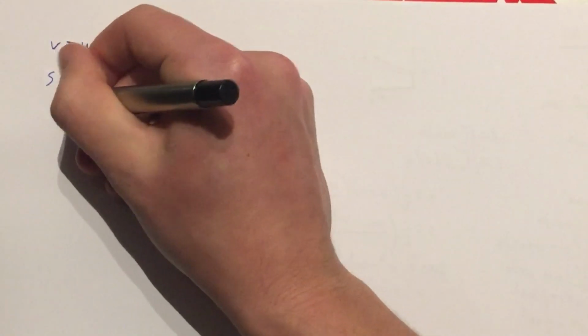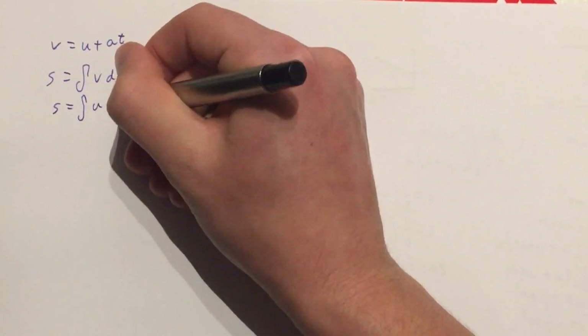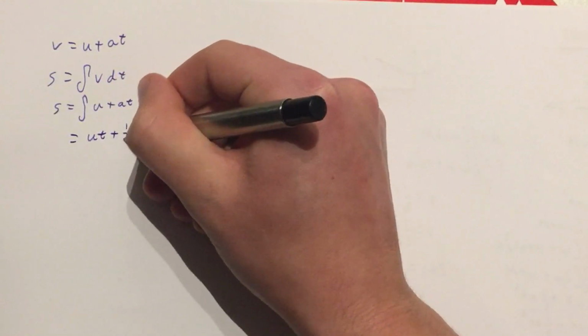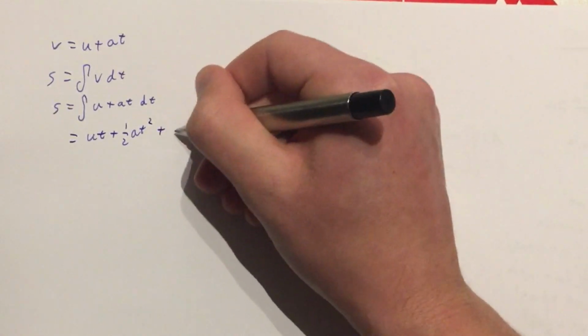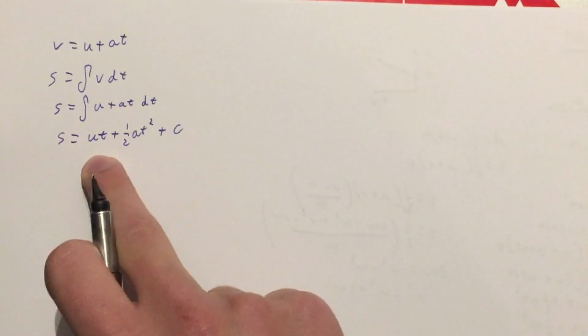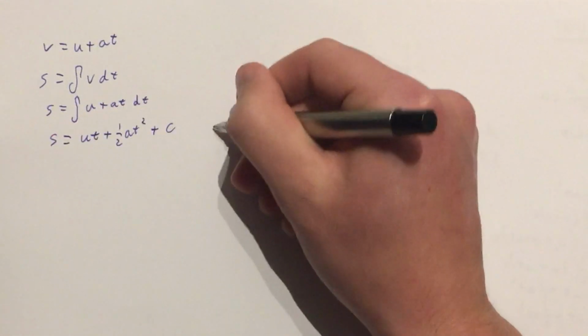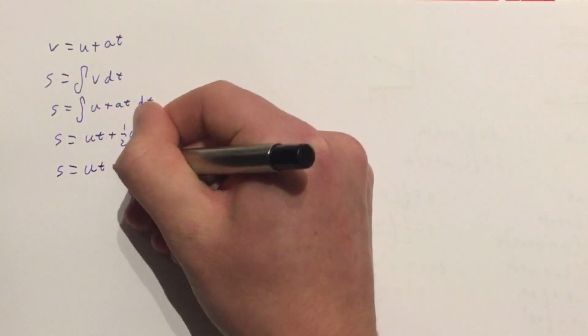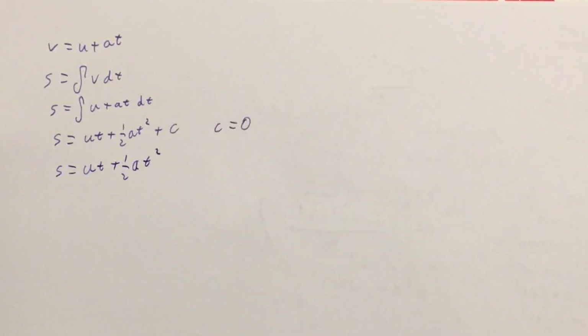If we sub in for v, we get s equals the integral of u plus at with respect to time. And since u and a are constants, so they're not going to change, they're not functions of time, we can just simply integrate them so that we get ut plus a half at squared plus c. Now we know that the distance travelled when t equals 0 is going to be 0. So if we sub in, 0 equals 0 plus c, therefore c equals 0. Therefore we have s equals ut plus a half at squared.